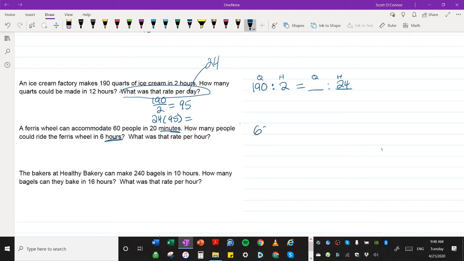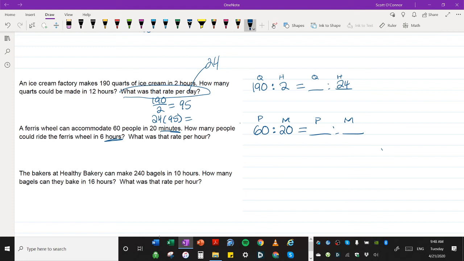So I can't do, for example, 60 colon 20 equals blank colon blank, like this, people, minutes, and you'll see the problem in a moment, people and hours? No, I can't do that. I have to have minutes over here. The units have to be the same, right? When I create the proportion.